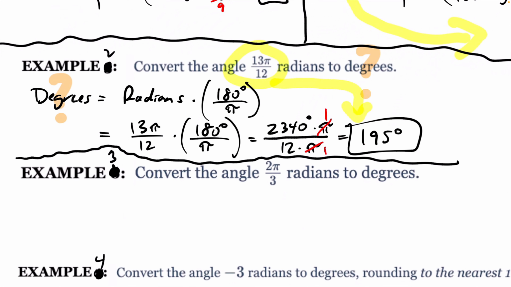All right? All right, so do number 3 now. Tell me what is 2 pi over 3. What's the conversion? What is 2 pi over 3?